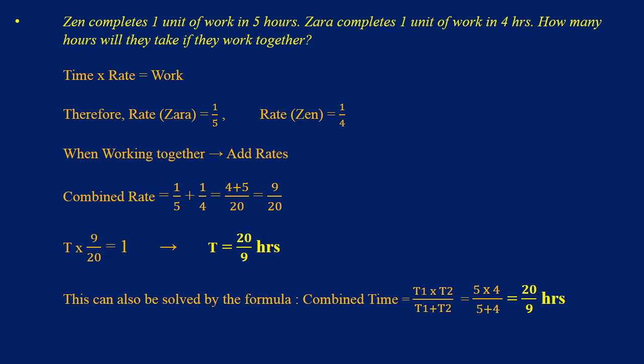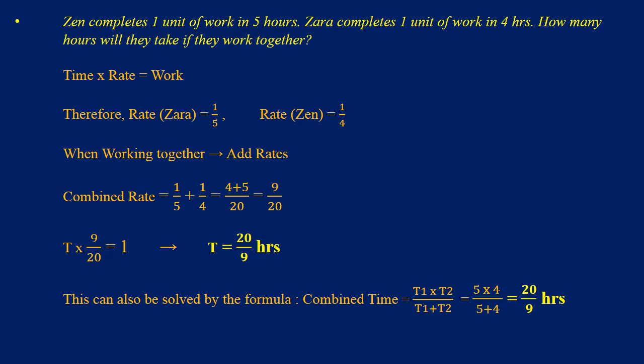Now let us find the combined rate, which will be 1 over 5 plus 1 over 4, and solving this we will get 9 over 20 as our combined rate. Now we can apply this combined rate to the formula to find the time taken by them together. We need to find the time taken. The combined rate is 9/20 and 1 unit of work is done.